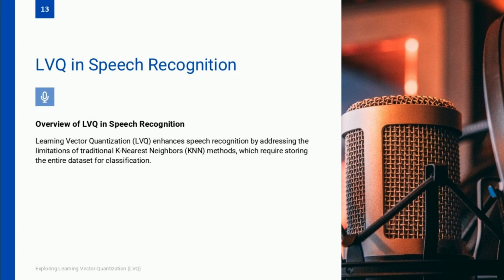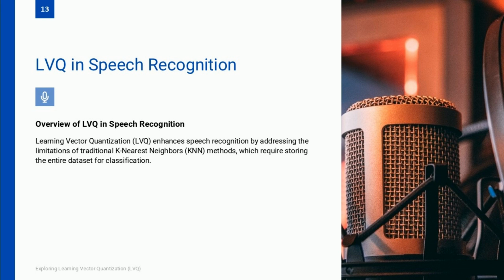And it works in real time, keeping classification fast and scalable without slowing down as the dataset grows. That's why LVQ is widely used in virtual assistants like Siri and Alexa, in voice authentication systems for security, and even in medical applications where it helps detect early signs of neurological diseases like Parkinson's by analyzing speech irregularities.